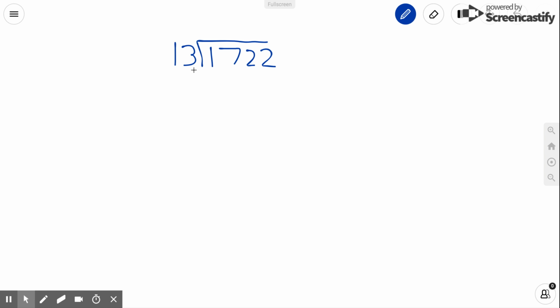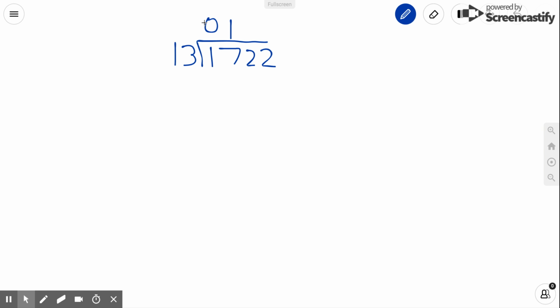So I'm starting with 13 and I have to decide, can it go into 1? It can't go into 1, so I want to make sure that I'm writing my 0 up top, up right above my 1. But 13 can go into 17 and it can go in one time. I can fit one group into there, so I'm going to record my 1.